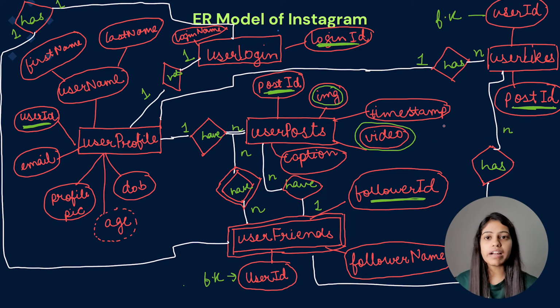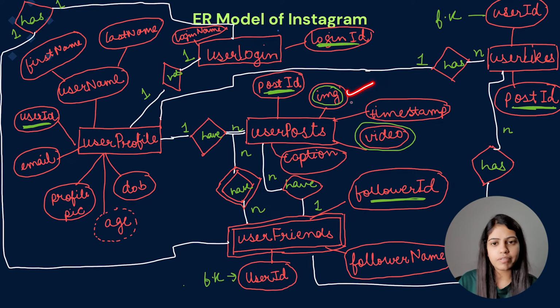Why so? Because a multi-valued attribute is an attribute which can have multiple values. So there could be multiple videos for a single user, right? In the timeline you can see that for a particular user you can find multiple videos and multiple images. So here video is working as a multi-valued attribute. Image is also serving as a multi-valued attribute. Timestamp is a single valued attribute and post ID is here serving as a primary key, so we have underlined it.